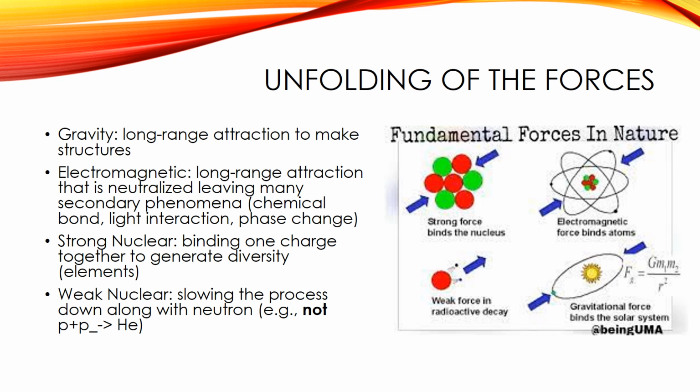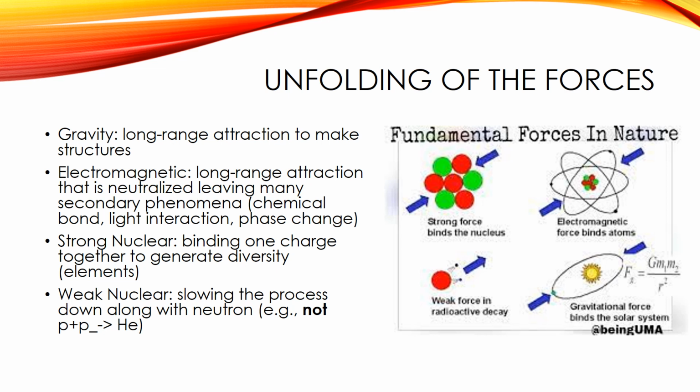So first of all, we had gravity, which is a long-range attraction to make structures. There's no neutralization of it. The more mass you have, the greater the force. Electromagnetic is also a long-range attraction. However, it is neutralized by positive and negative charges, for example, in the atoms. It is long-range because we can see light from millions and billions of light years away in stars. But when it neutralizes, it leaves many secondary phenomena, such as chemical bonds, light interactions, and phase changes that are most of what we observe in our daily lives. The strong nuclear force binds things together, and so they generate a lot of diversity, as talked about by Tyler Volk, so that gives us all those elements.